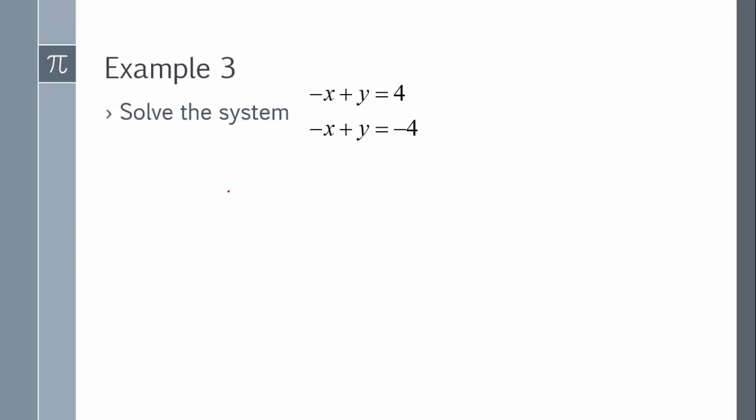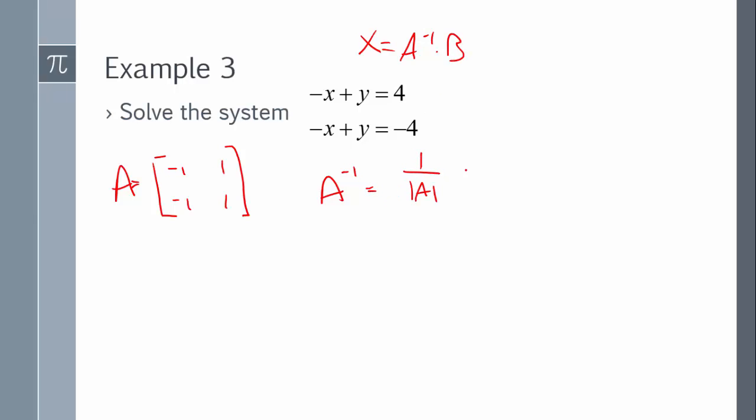Okay, you might already see the writing on the wall here because we spent a lot of time talking about systems. The left-hand sides of both of these equations are exactly the same, but the right-hand sides are not. So you can already probably tell me this is going to be no solution. But let me show you how matrices can prove it. So we get our coefficient matrix of -1, 1, -1, 1. Right? And we try to take its inverse because, as we said, X equals A inverse times B. So to get the inverse, we've got to do 1 over the determinant, and then we've got to flip-flop the left diagonal and then take the opposites of the right diagonal.